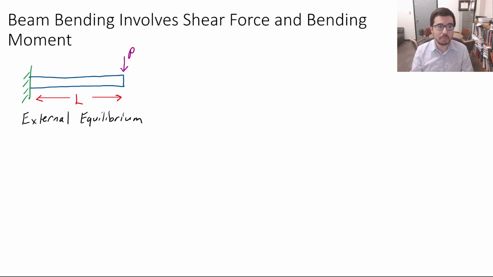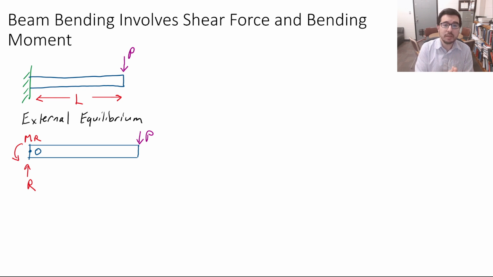We have a point load P at the end of a beam. The second step is to perform external equilibrium, or it could be the first step when you're trying to do equilibrium, however you want to look at it. But we need to look at what the reaction moment and the reaction force at the wall might be. So here's R, a reaction force, and then M_R describes the reaction torque or moment that the wall provides to counteract this moment being applied by P at a distance L away from the wall.